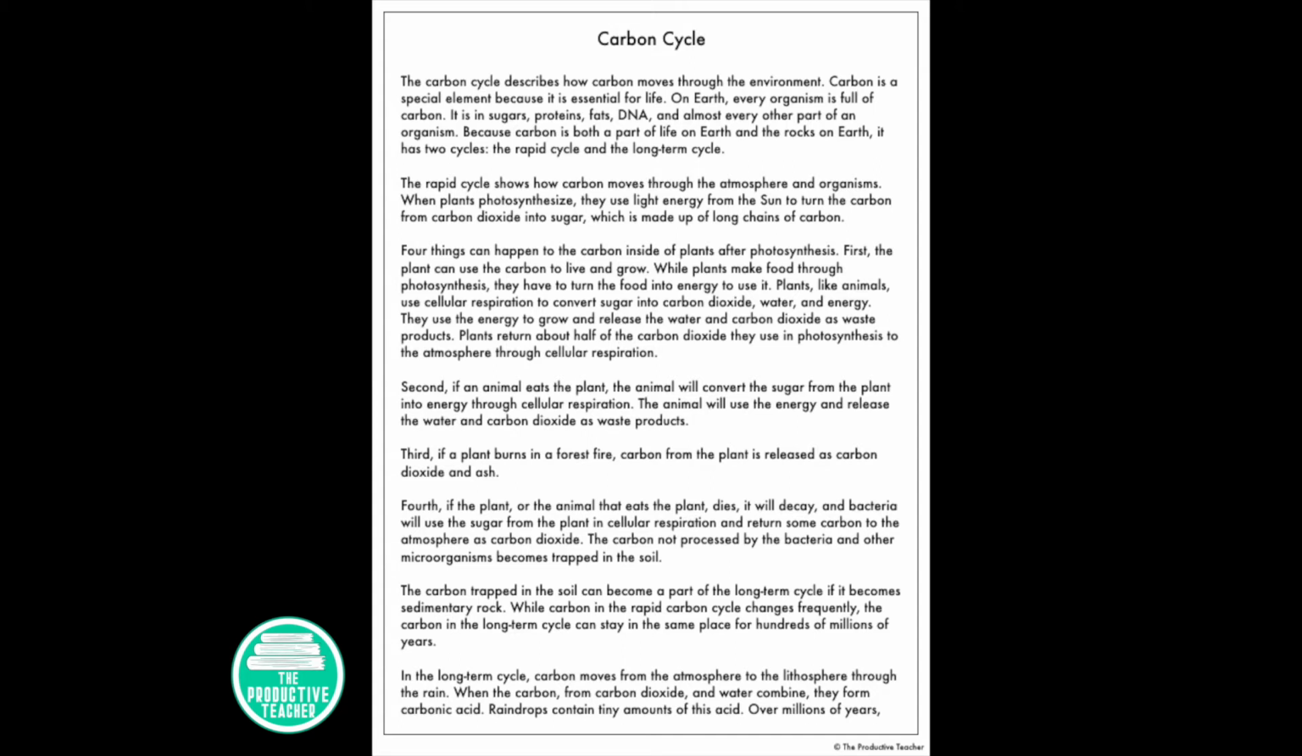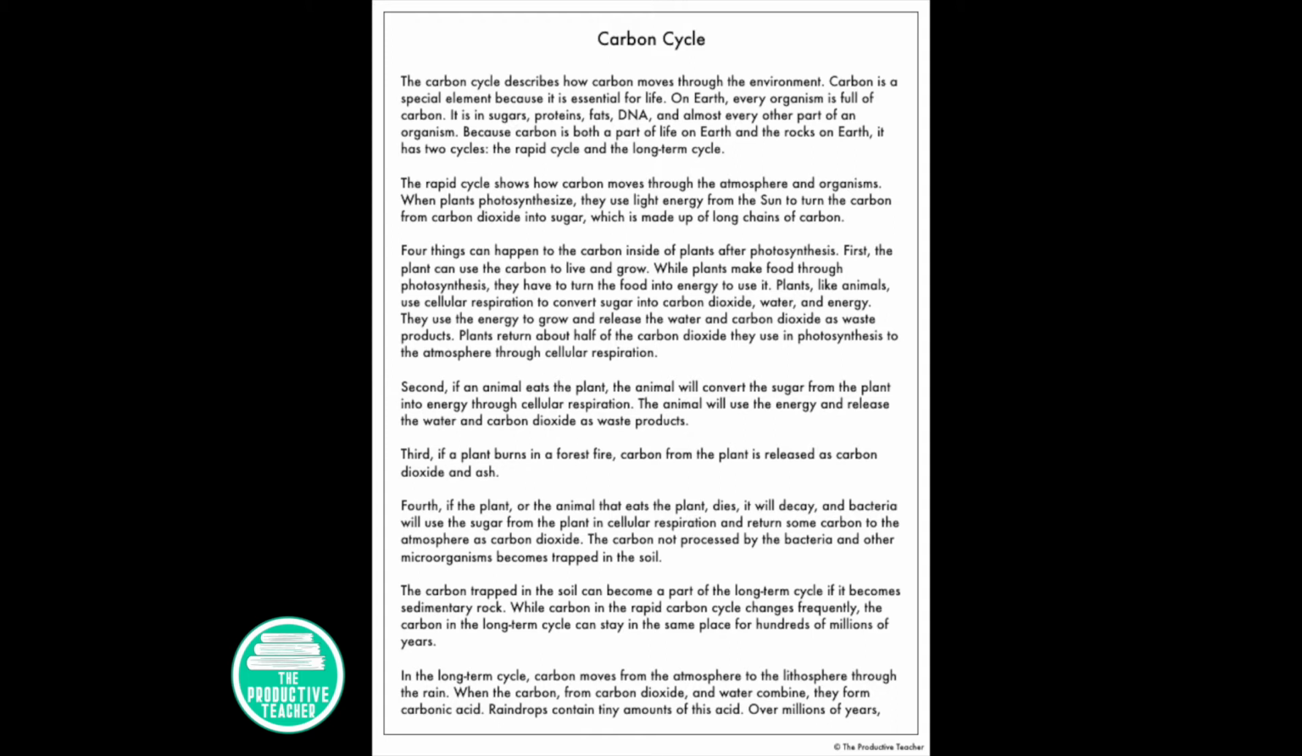Because carbon is both a part of life on Earth and the rocks on Earth, it has two cycles, the rapid cycle and the long-term cycle. The rapid cycle shows how carbon moves through the atmosphere and organisms. When plants photosynthesize, they use light energy from the sun to turn the carbon from carbon dioxide into sugar, which is made up of long chains of carbon.